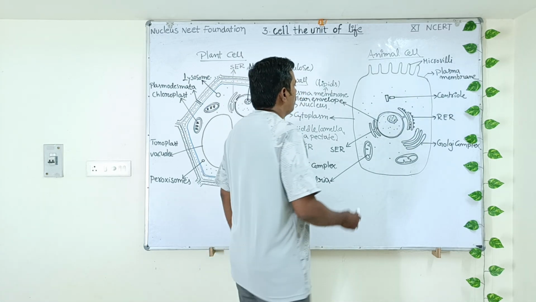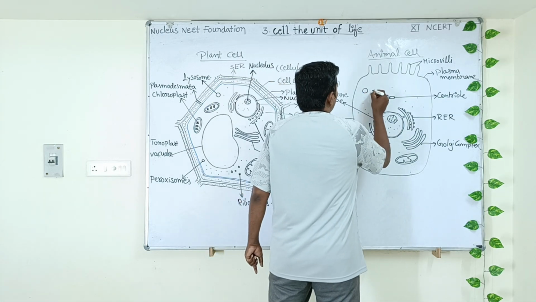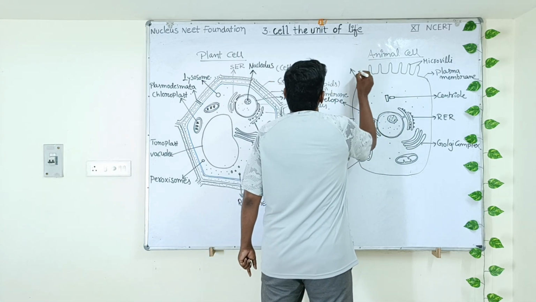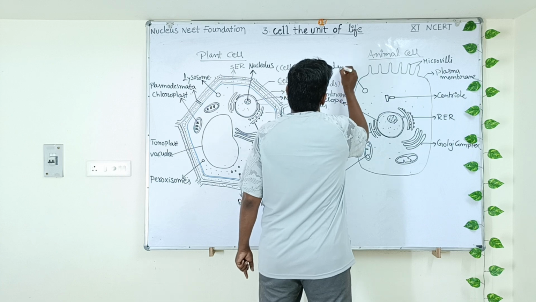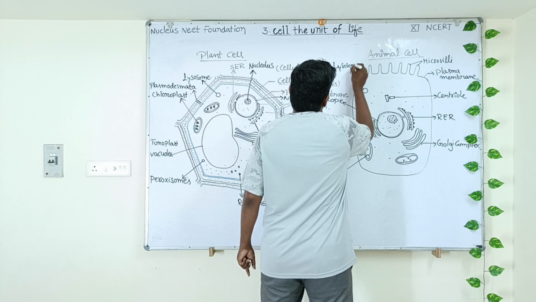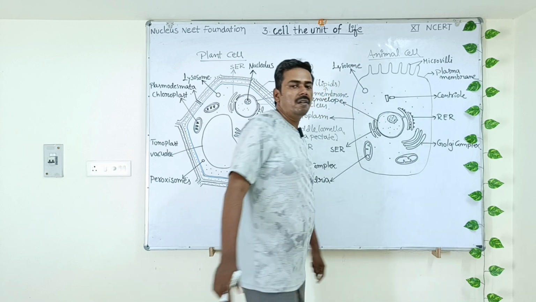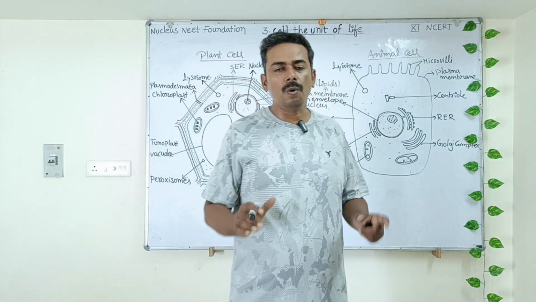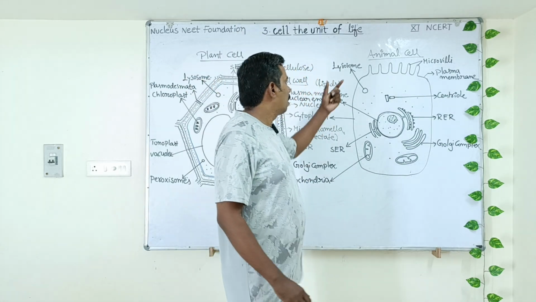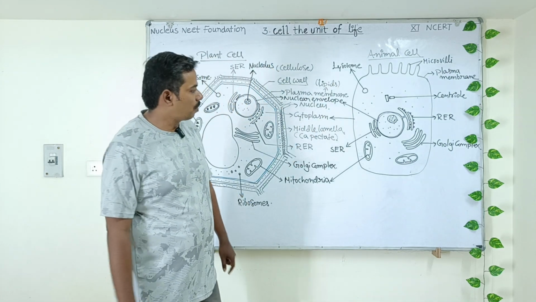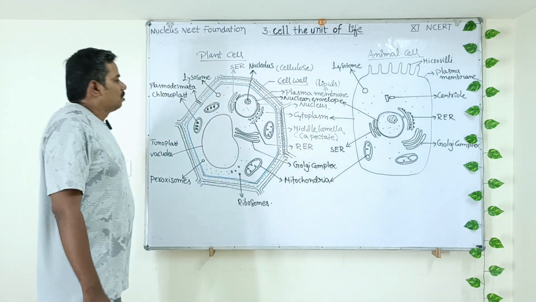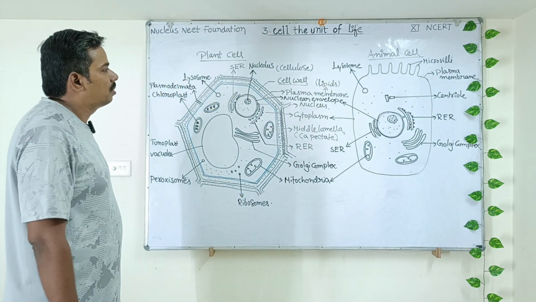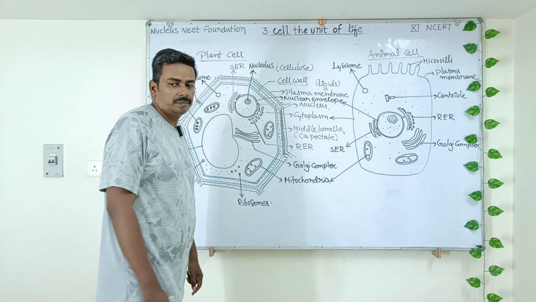And also you can see lysosomes, which are very important in the animal cell in order to dismantle and digest the old, worn out cell organelles. Lysosomes play a very important role. So this is about the animal cell, students.